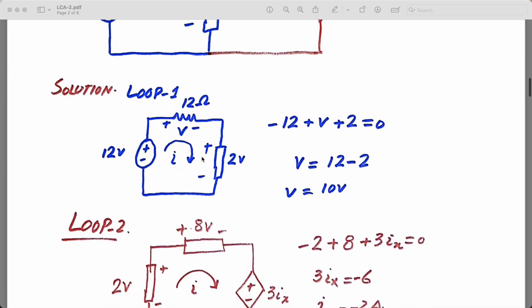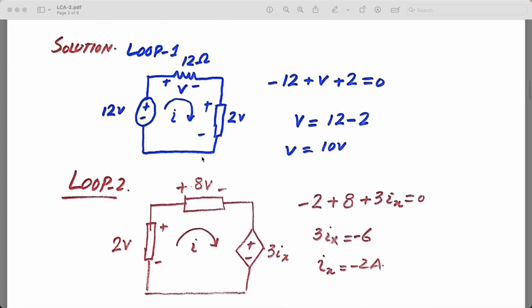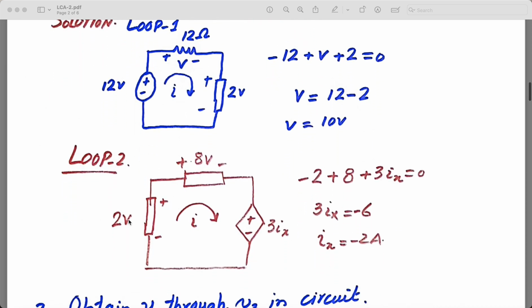And then we can consider the second loop. The second loop also consists of three components: 8 volt, 2 volt, and then 3Ix. Again we need to apply KVL, Kirchhoff voltage law, in this loop. Current entering into the negative sign, so that is negative. Current entering into positive, so that is positive. Current entering into positive, so that is positive 3Ix. If you rearrange this equation, you will end up with Ix equal to minus 2 ampere.